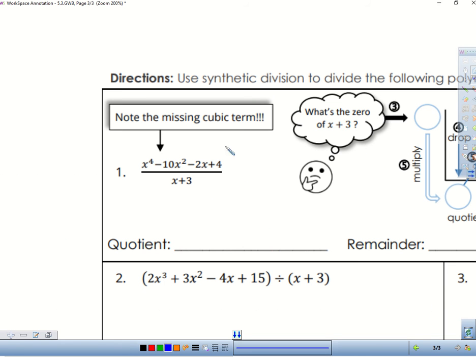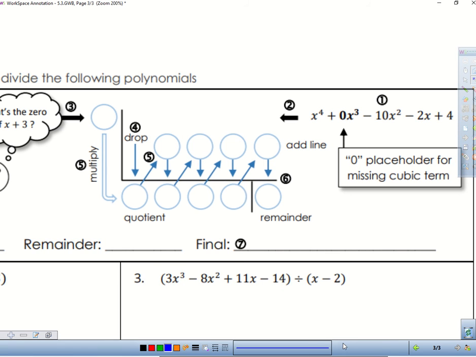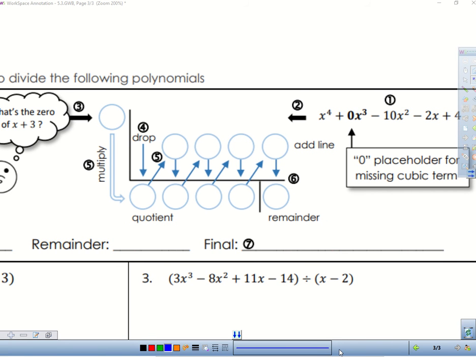So as you can see here, we are trying to divide x to the 4th power minus 10x squared minus 2x plus 4 by x plus 3. If you were to do long division, you would write it out on the inside and the outside. But here is a process called synthetic division. So here's how you set it up. Use this box. This is like a guided synthetic division for the first one.